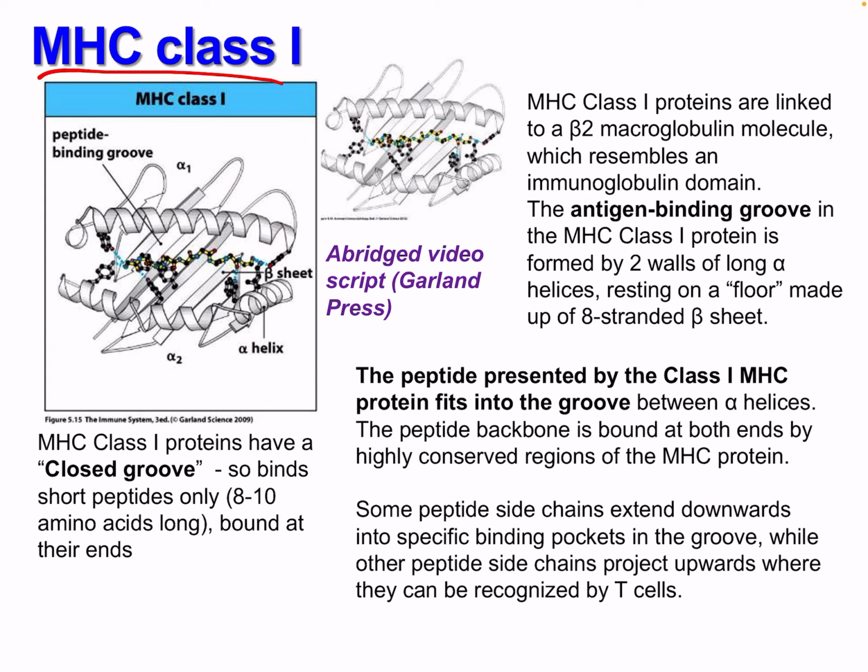So more about class 1. The class 1 proteins are linked to a beta 2 microglobulin molecule, which resembles an immunoglobulin domain. The antigen binding groove in the MHC1 molecule is formed by 2 walls of long alpha helices resting on the floor of the 8-stranded beta sheet, like we said. The peptides presented by the class 1 MHC proteins fit into the groove between the alpha helices, so again, closed groove.